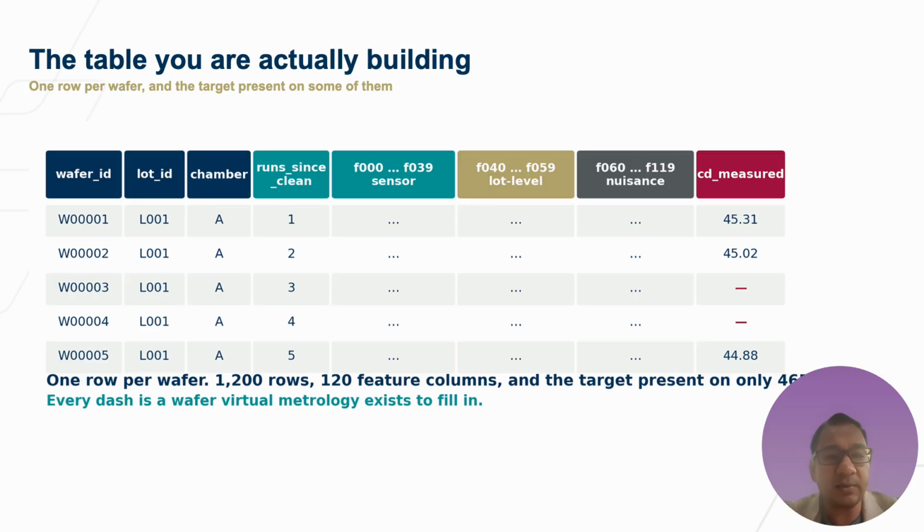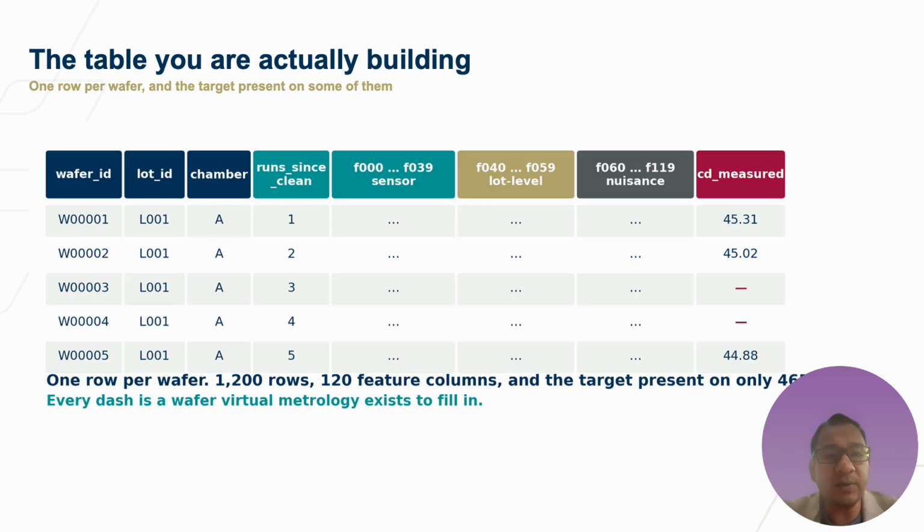Features that are constant across every wafer in a lot, like an incoming lot measurement or a queue time. Then a nuisance block, F60 through F119, which is mostly noise, because a real table contains plenty of columns that turn out to be useless, and you do not know which in advance. And on the far right, the target, present on 465 of 1200 rows.